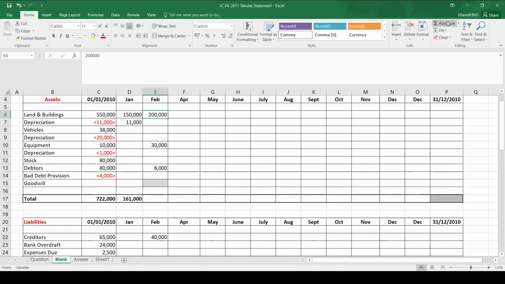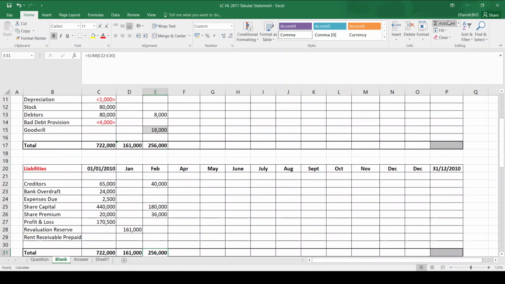Now, if I add up my assets, they come to 238,000. So the difference between my liabilities of 256 and what my assets are so far of 238 is 18,000, and that is my goodwill. It's my balancing figure, or my plug figure, 18,000. So my assets come to 256 and my liabilities come to 256.